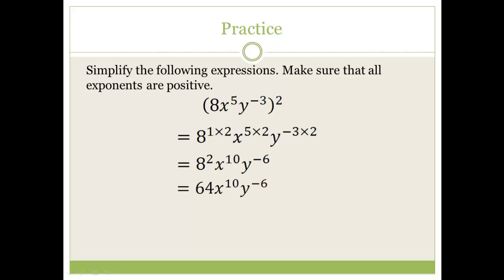We can solve 8 squared to get 64, x to the 10th, y to the negative 6th power. Then let's move the y base to the denominator and make the exponent positive. So we end up with 64 x to the 10th divided by y to the 6th power.